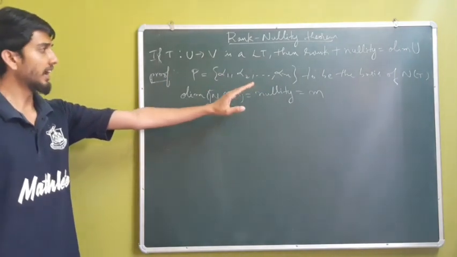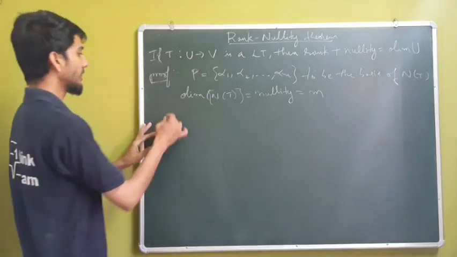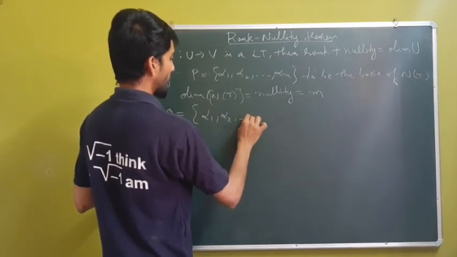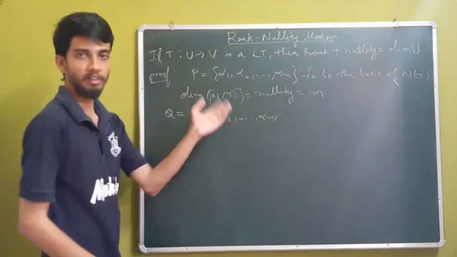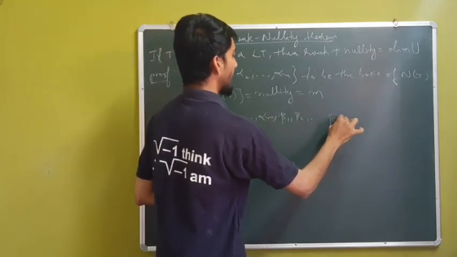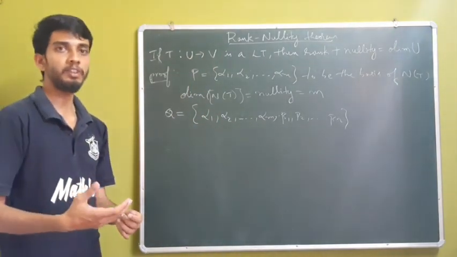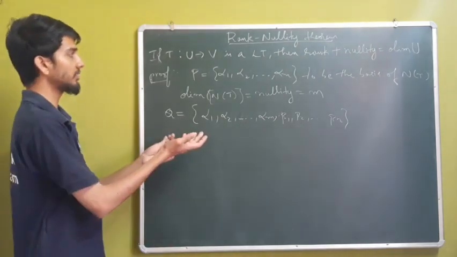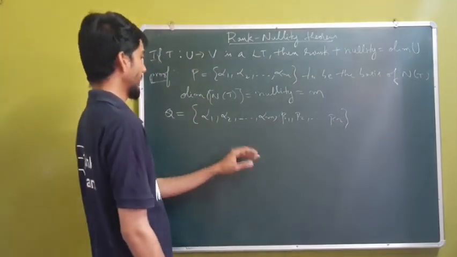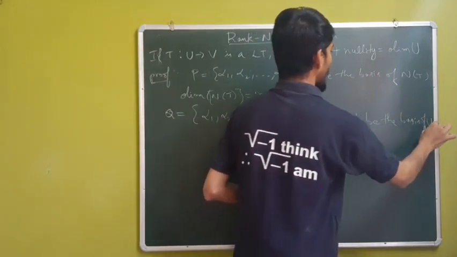Extending this, we can also have a basis of U, in the sense that if I consider Q to be the set alpha 1, alpha 2 and so on up to alpha m, and adding some more elements, say n number of elements, let it be beta 1, beta 2 up to beta n, I can have this to be the basis of U. So the extension of the basis of the null space serves as a basis of the domain. So let Q be the basis of U.